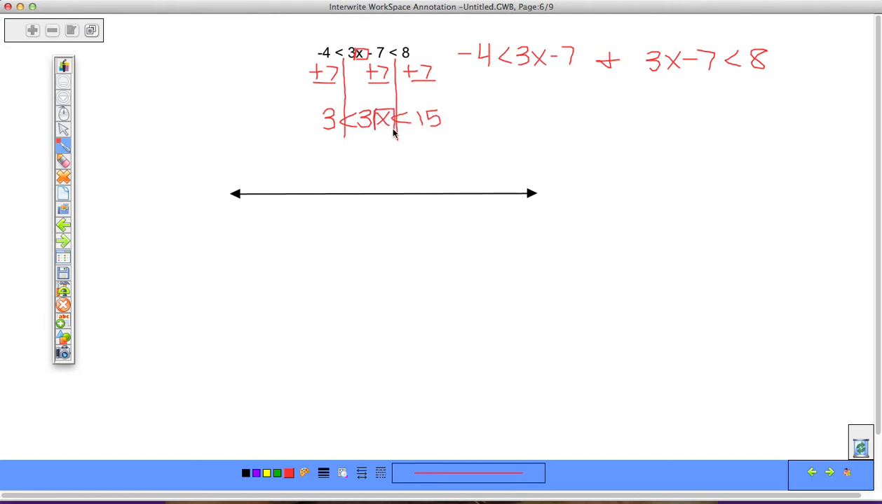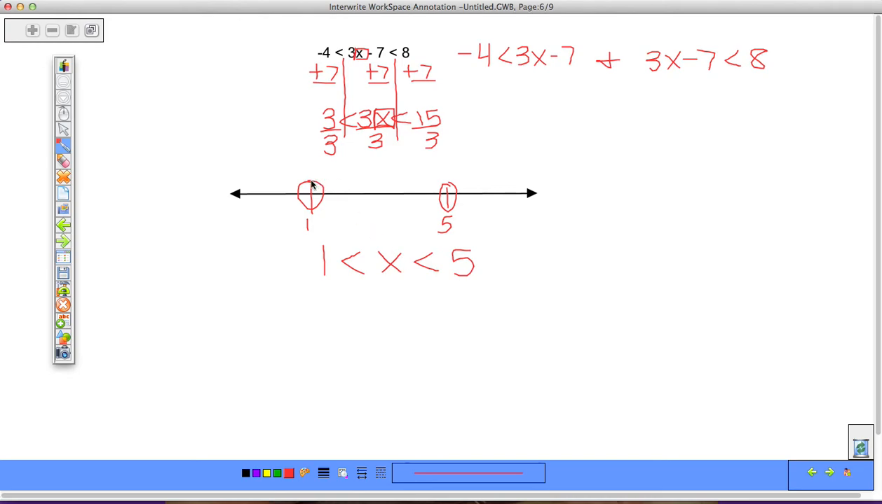Now I still want x by itself, so I'm going to divide all the sides by 3. And we're left with 1 is less than x, which is less than 5. Now we can't forget to graph it. At 1, I have an open circle because it's not underlined, and at 5, I have another open circle because it's not underlined. X is greater than 1.